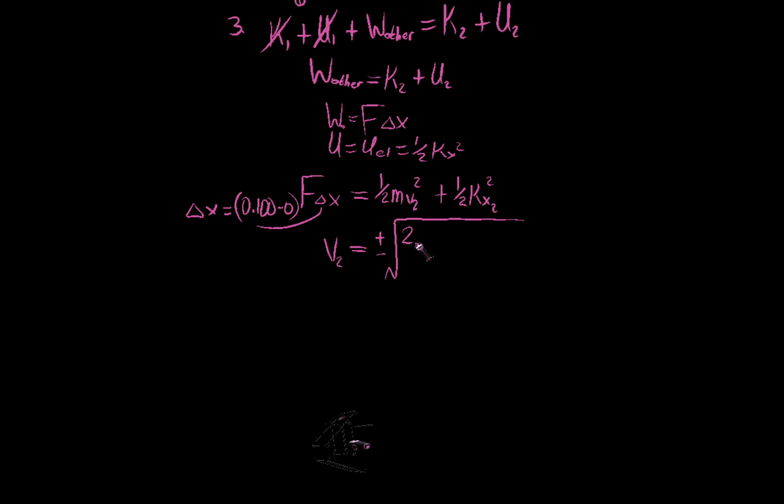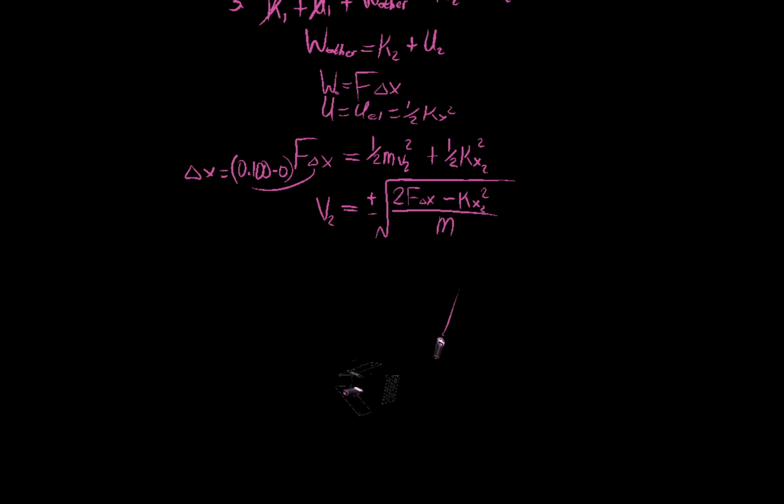2 F delta x, which really equates to, like I said over there, x2. Now I'll write delta x because it makes more sense to leave it like that. Minus k x2 squared over m. All right. And if you plug it all in, then you get v2 is equal to 0.60 meters per second.